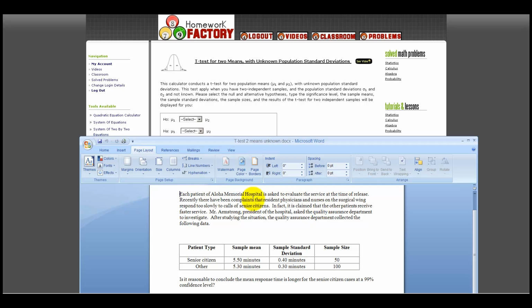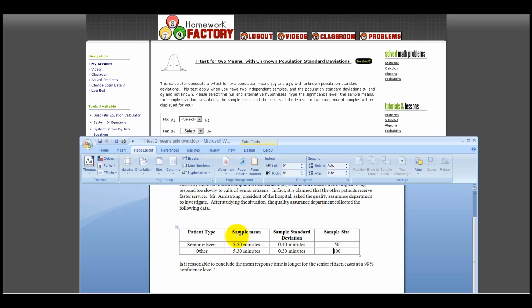I'm going to skim over the reading. I'm just going to say you have two types of patients, and you have sample information for each. You have the sample mean for senior citizens, and you have the sample mean for the other type of patient. You have the sample standard deviation for senior citizens, and the sample standard deviation for the other type of citizens, and you have the sample size of each. Then the question is, is it reasonable to conclude that the mean response time is longer for senior citizens? So is this sample coming from a population with a larger mean than this one?